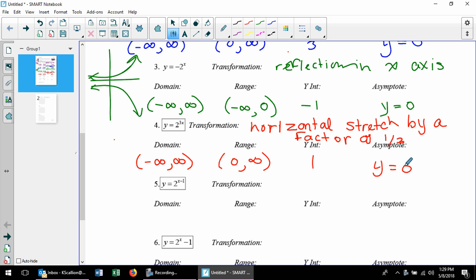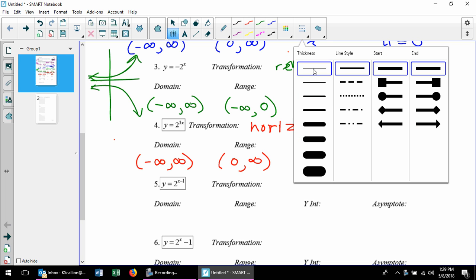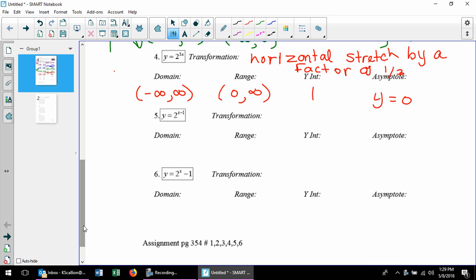All right, moving on. This is where things start to shift. So we have x minus 1. Where are we going? We're going 1 unit right. The domain of this is the same. Range: same as the original. The y-intercept is a half.